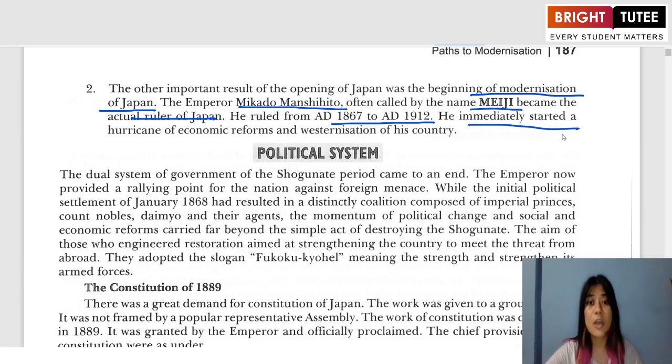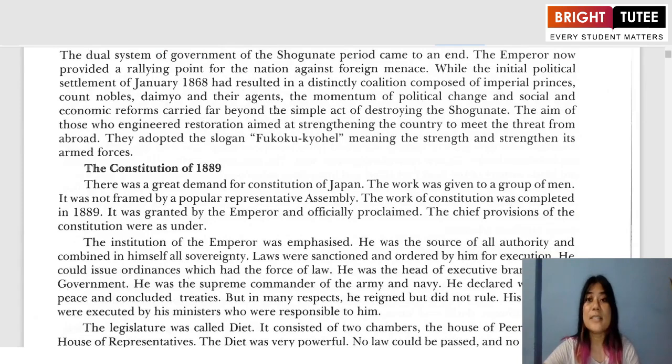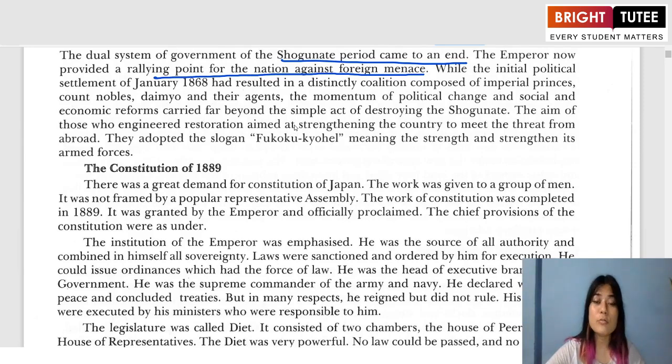Meiji started a hurricane of economic reforms and westernization of his country. He began to introduce economic reforms and changes to westernize and modernize his country. We already know that in the mid 19th century a great change occurred in Japan: the government of the shoguns came to an end, so the shogunate period came to an end. The emperor now provided a rallying point for the nation against foreign menace. Now the emperor became the absolute ruler, the head of Japan, and he provided protection against any foreign threat.